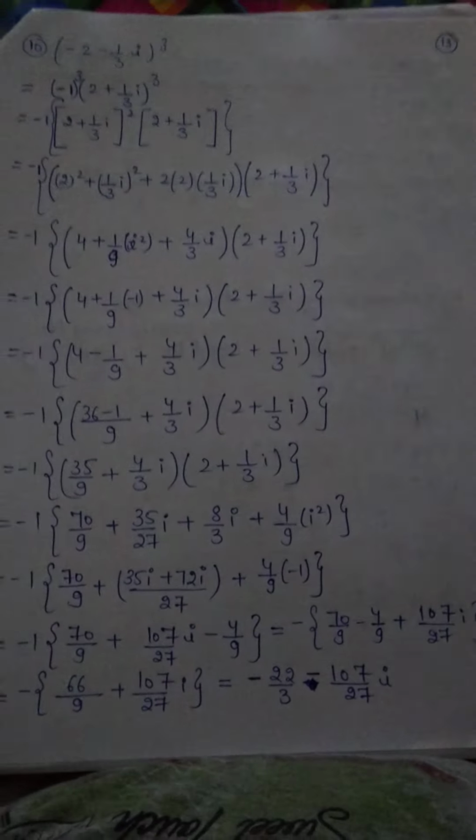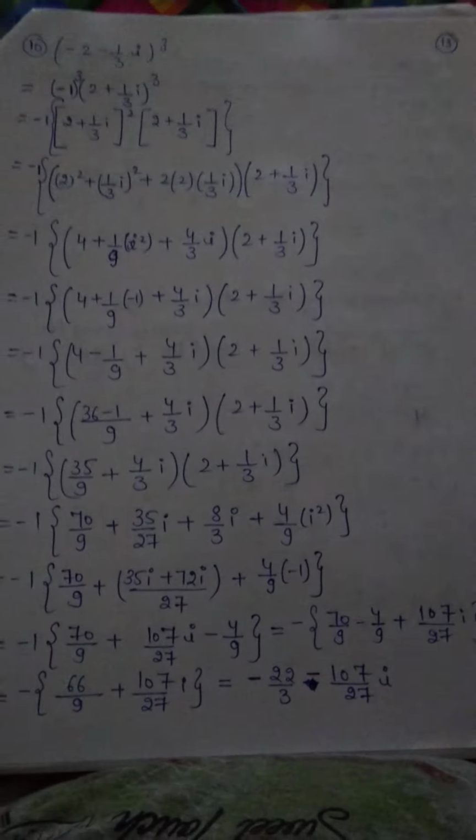Now, children, this (2 plus 1 by 3 iota) cube I will write in two forms, first in the square form, then in the single form. While doing this, first of all I will solve it, I will get an answer, then I will multiply that answer with this. So finally I will get the answer of (2 plus 1 by 3 iota) cube.